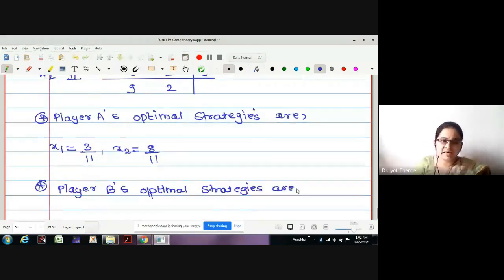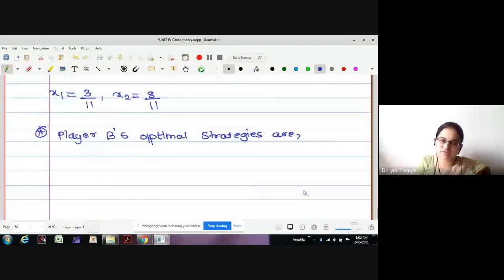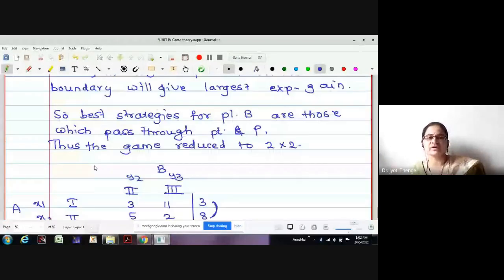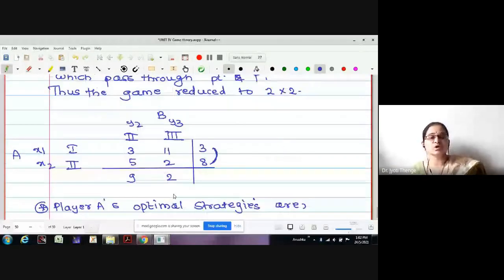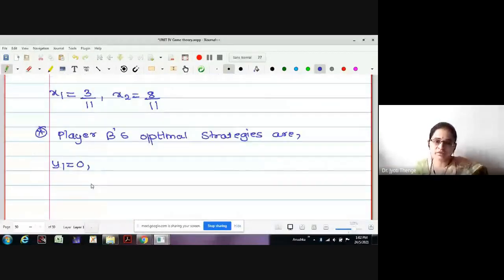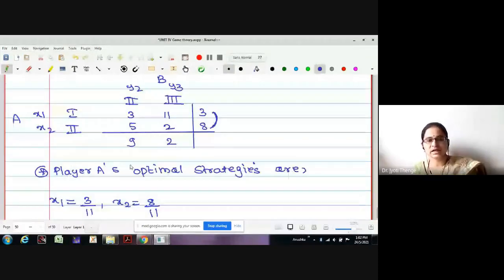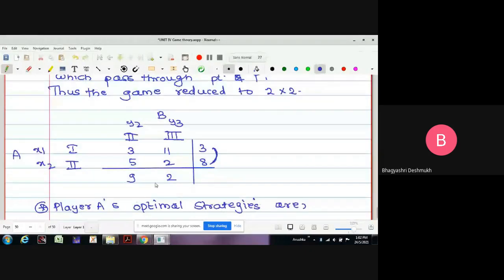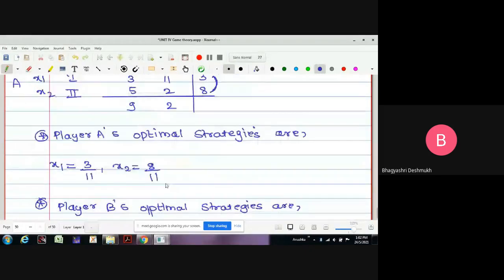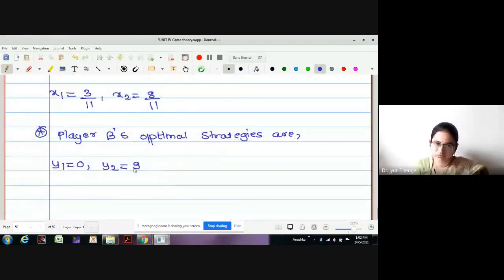Okay, for player B's optimal strategy, the first value is going to be 0. Why? Because we were going to deal with only the second and third strategy. Therefore, we will keep the probability corresponding to the first strategy as 0. Therefore, what is the value of Y2? Y2 is 9/11. Y3 is 2/11.